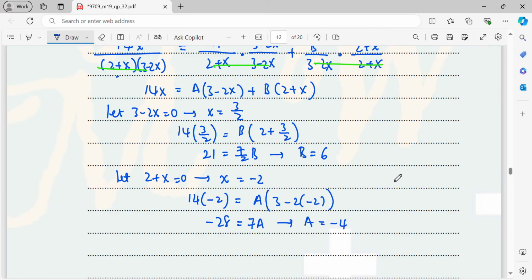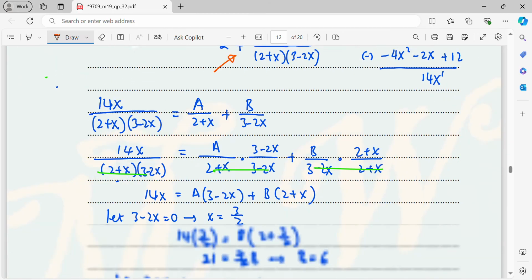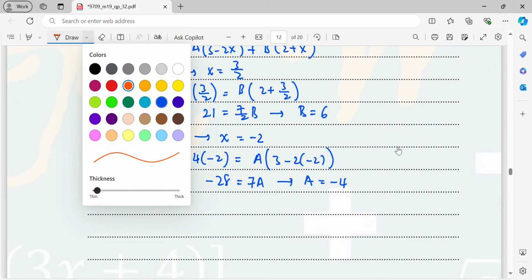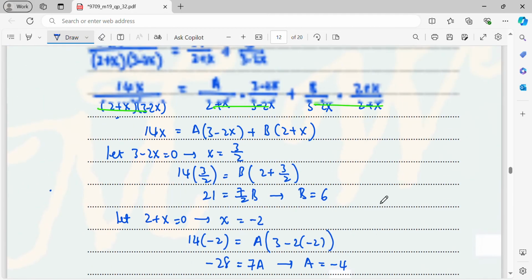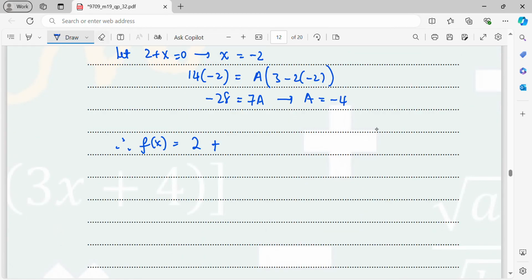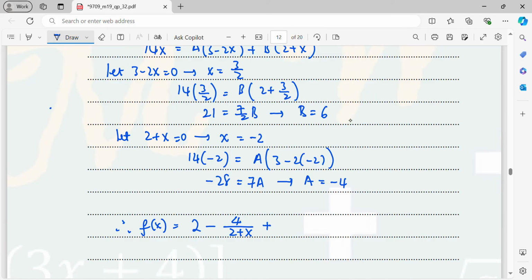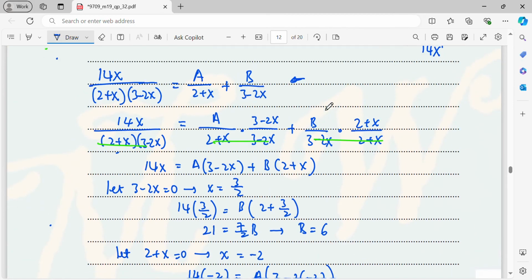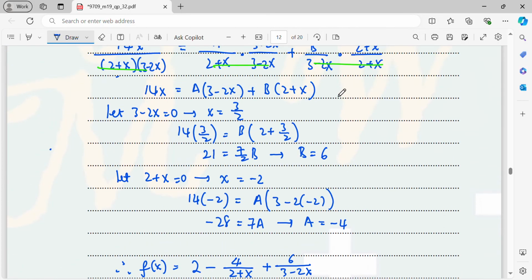Once you have found these two values, A and B, substitute back into the final answer. So I will write f(x) is basically 2 plus. Now my A is minus 4, so when you substitute, the plus and minus becomes minus. So I will get minus 4 over 2 plus x. And the same goes for B. B is plus 6, so here plus 6 over 3 minus 2x. Okay, so done for this part.